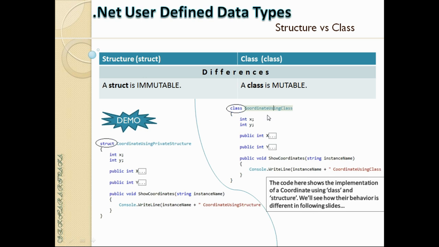So it's pretty much similar code on both sides, right? The only difference here is the struct keyword here and the class keyword here. Okay, in the definition, I'll just cover a couple of things. The int x and y are called the private members, in other words, private fields. And the public int x, public int y are the methods declared in the structure. And similarly, the same method signature you see in the class.